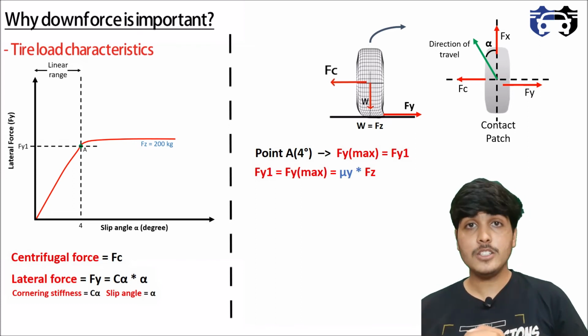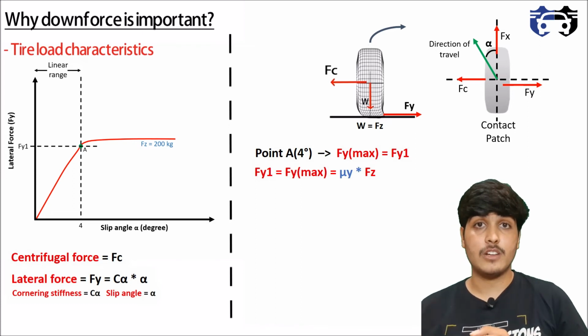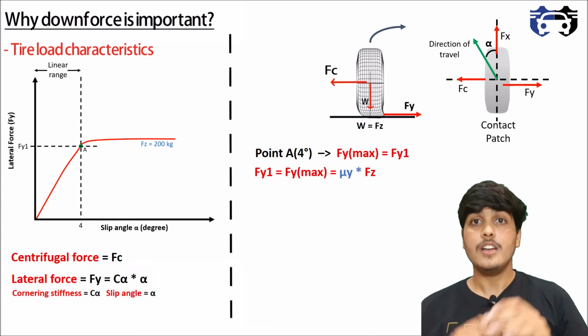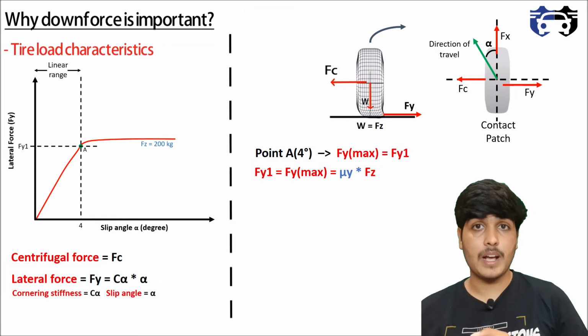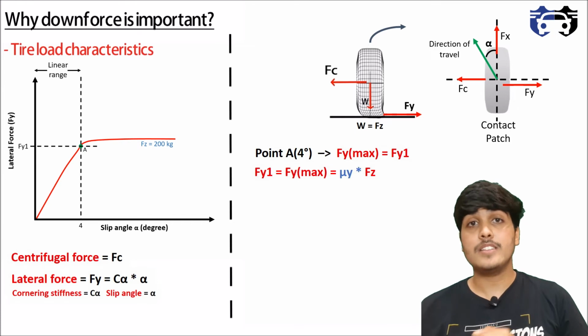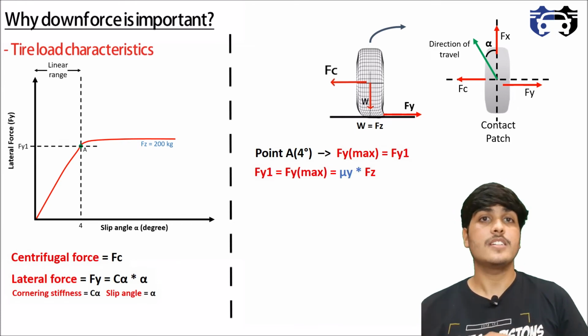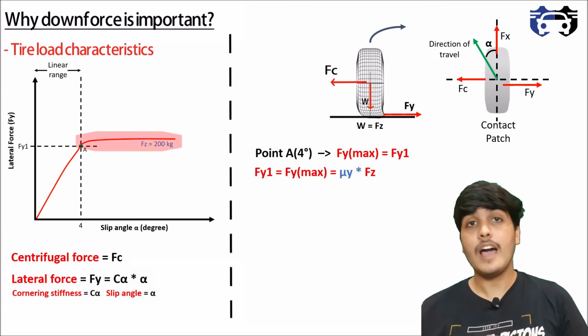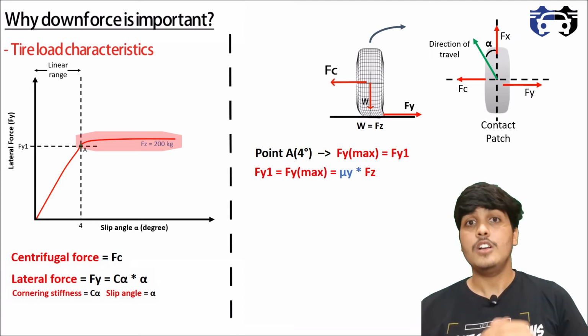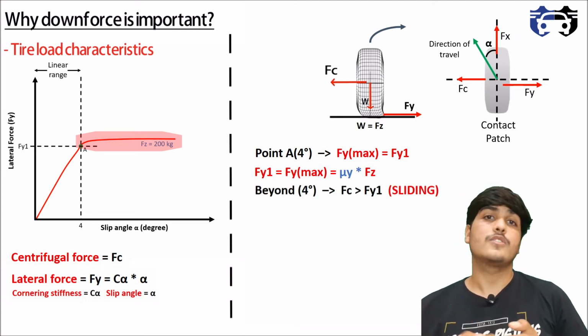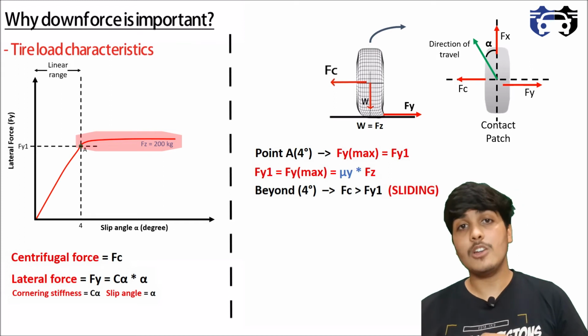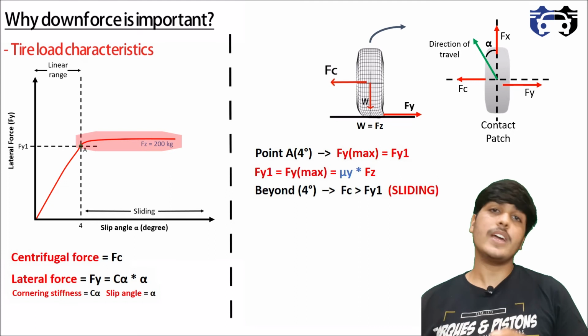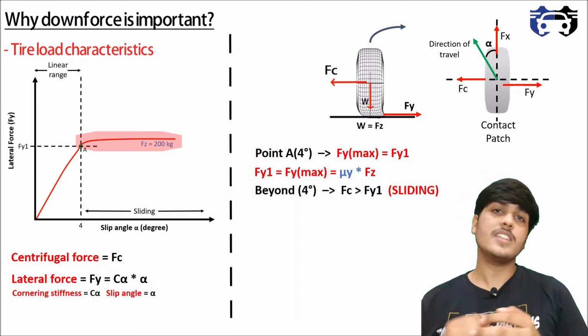Now here in this particular situation, if we increase the value of centrifugal force by increasing the cornering speed, we will come in a situation of increasing the slip angle. Now if the slip angle is increased beyond 4 degree, you can see the value of lateral force will not increase and will be at its maximum value. So at this situation you can see the value of centrifugal force will be greater than the value of lateral force, which will make the car slide off the track. So what can we do here to prevent this sliding and increase the cornering speed?